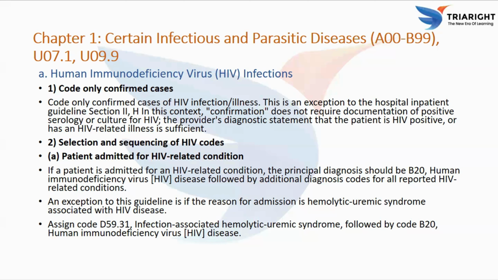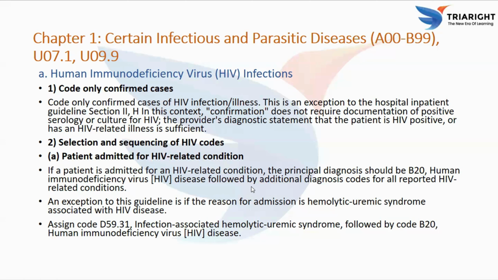So what is the exception here? Hemolytic uremic syndrome, which is called HUS, due to HIV. If the patient is admitted for infection associated HUS, which is a rare but severe condition, the sequencing is different. So what is the correct sequence? B59.31, for which you assign infection associated hemolytic uremic syndrome, followed by B20, which you assign for HIV disease. So why is this an exception? Because ICD-10 guidelines state that HUS should be listed first as the principal diagnosis when it is the primary reason for admission, even if HIV is the underlying cause.